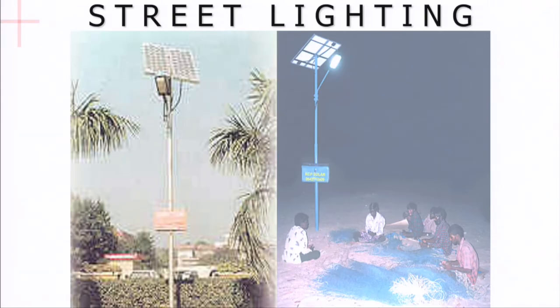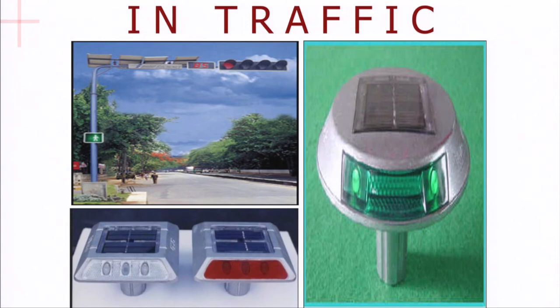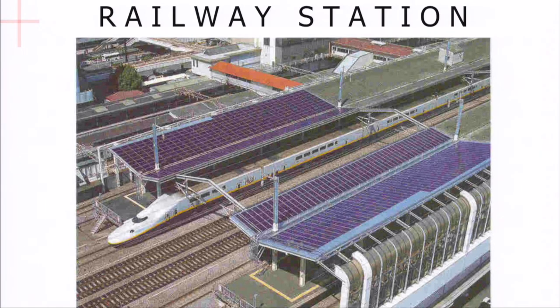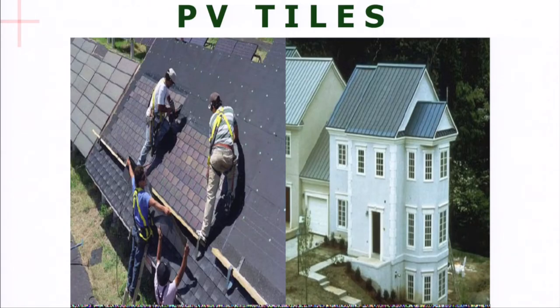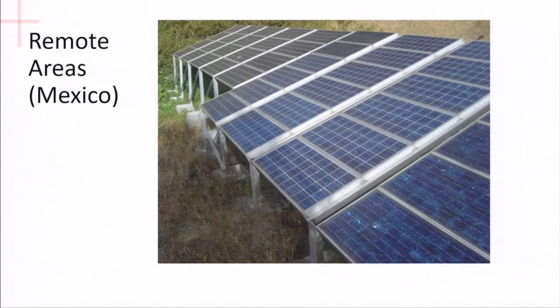We can use it for street lighting, for water pumping, for power plants, for traffic signals, for railway stations, where an enormous amount of electricity can be generated using the solar panels. It can be used on the rooftops, in place of roofs, where the panels can be tilted at a particular angle so that the heat can be taken in by the solar cells. Further, in recent times, flexible PV cells have also been developed which can be placed anywhere. In remote areas such as in Mexico, there are solar panels which help in converting the solar heat into electricity.